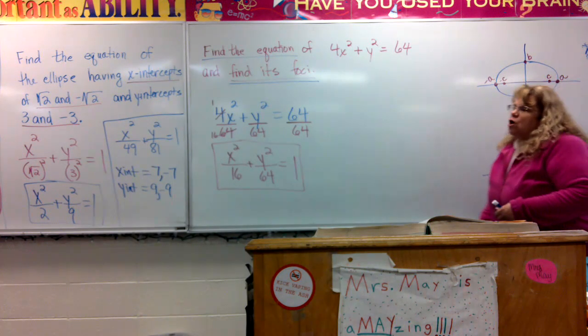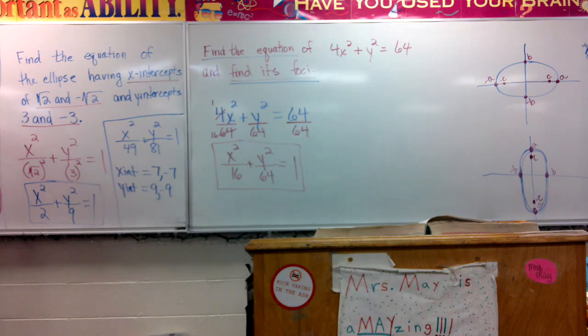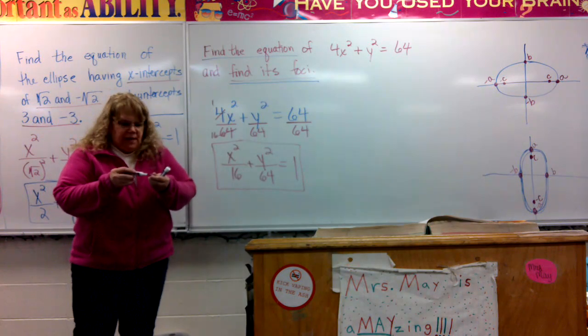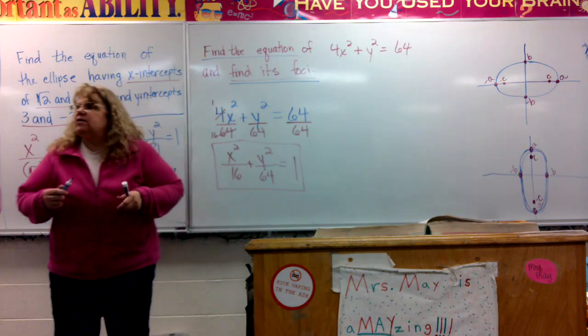Well, in order to get the foci, you need to know if it's up and down or sideways. In either case, we're going to need the C value. But how are we going to tell if it's up and down or sideways? I'll give you a hint. It's going to have something to do with A is always bigger than B. Look at this equation. A is always bigger than B.